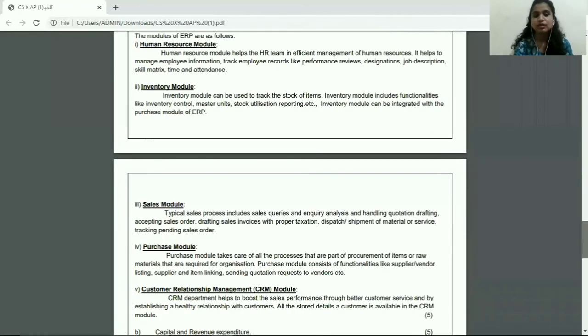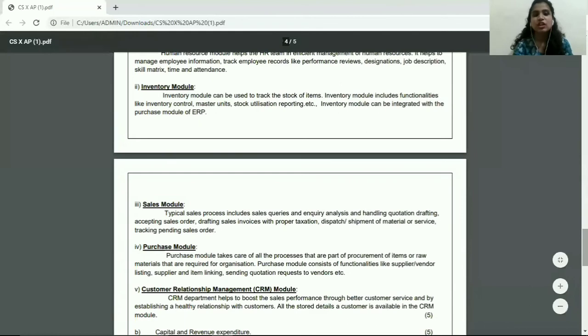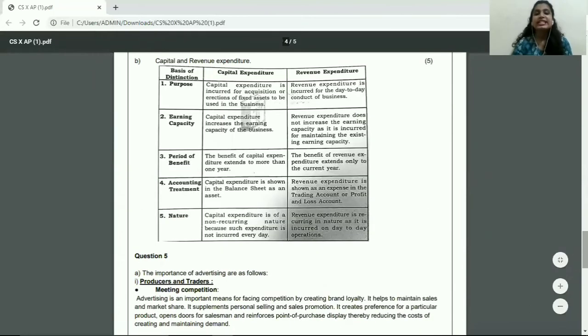Moving on to the next question, that is question 4b. Distinguish between capital and revenue expenditure. Again, students, we are faced with a question asking you to distinguish between or write down the differences between two terms, that is capital expenditure and revenue expenditure. What are the 3 things you will keep in mind while attempting such a question?